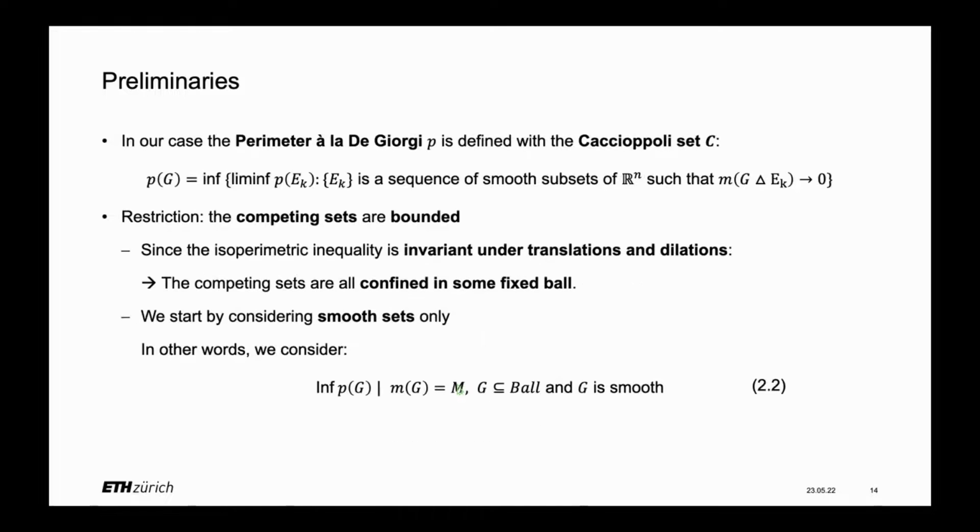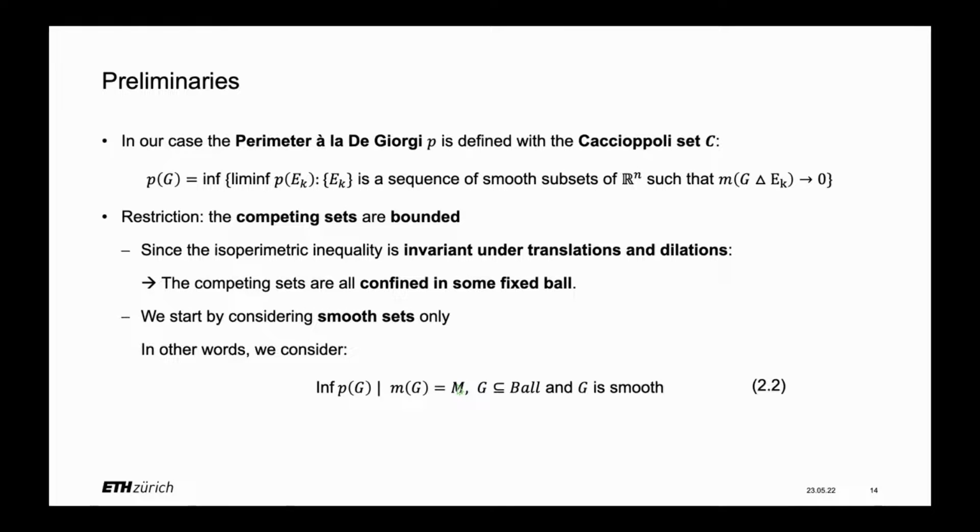Additionally, let's have a look at our perimeter à la De Giorgi, P. This is defined with the Caccioppoli set, and the mathematical definition is: the perimeter of G is equal to the infimum of the limit of the perimeter of E_k, where E_k is a sequence of smooth subsets of R^n such that the measure of the symmetric difference of G and E_k tends to 0. It seems quite complicated, but I will elaborate on that a little bit later in my talk.